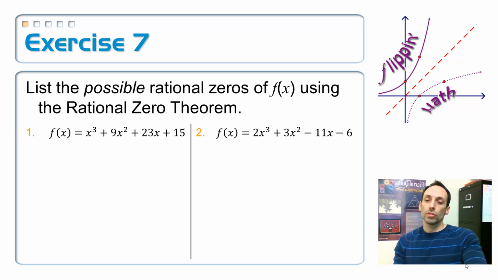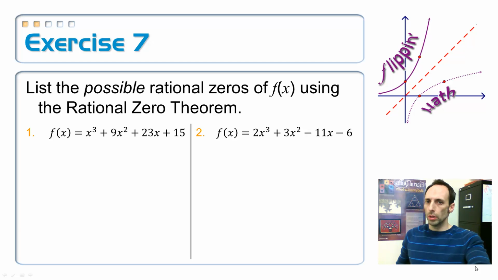So on exercise 7, I want you to do, just like we did in the video, list out the possible zeros that I could get using that rational zero test. It is a factor of the constant term divided by a factor of the leading coefficient. Give both of these a try. Go ahead and pause the video, come back and see me.